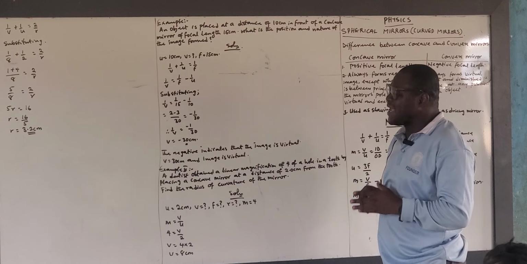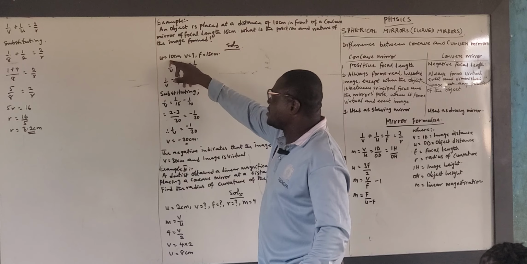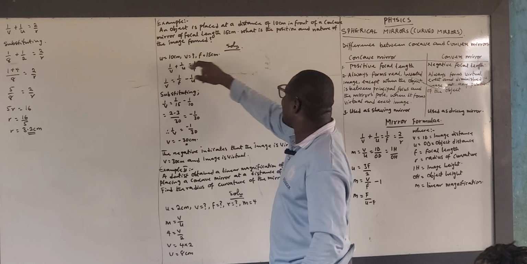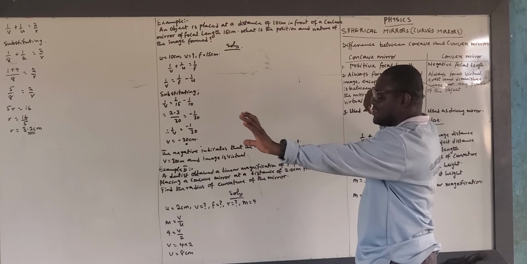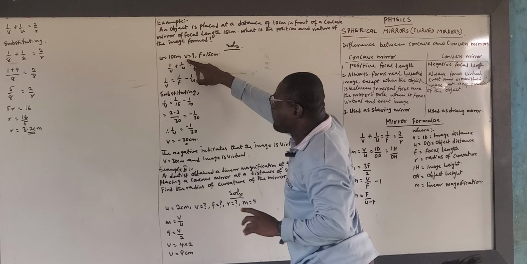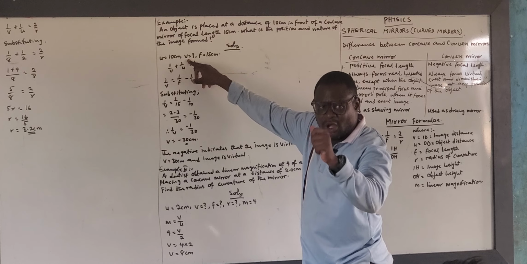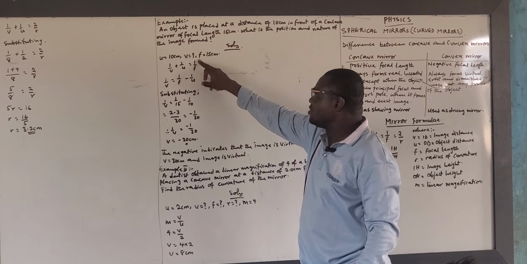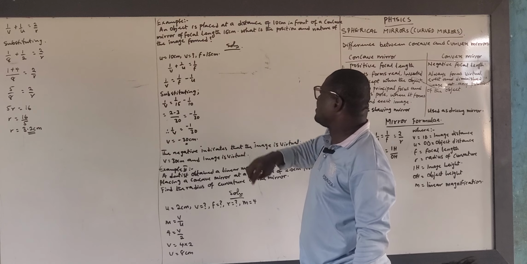Now, that is to say, we have our U, which is the object distance, 10 centimeters. Your V, which is the magnitude of your image distance, is unknown. Then the focal length, which is known, is 15 centimeters.